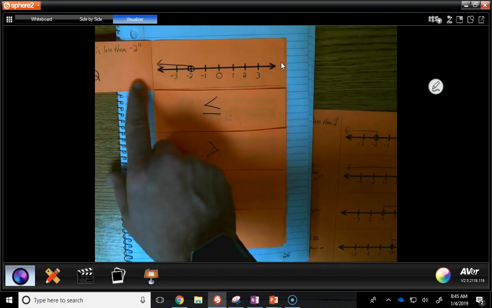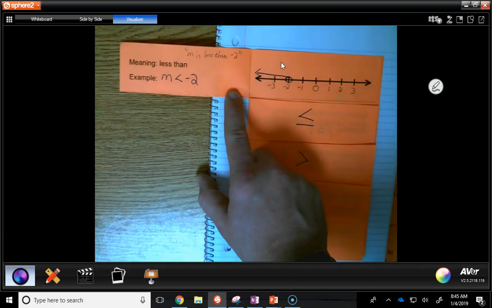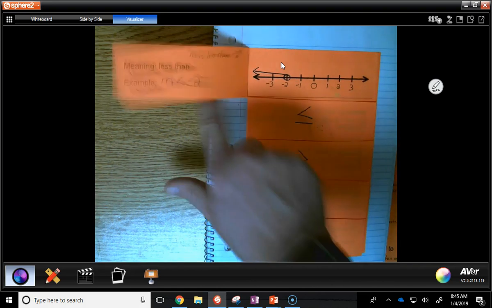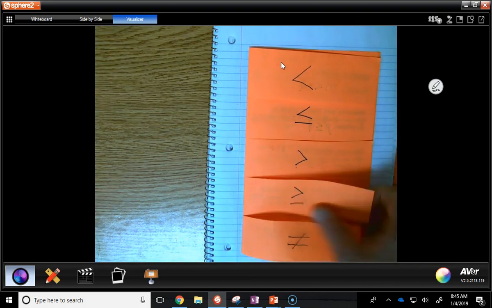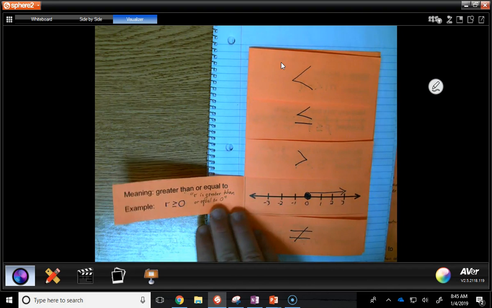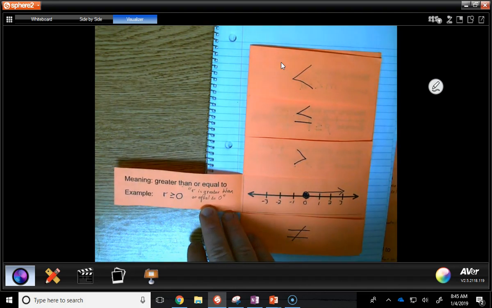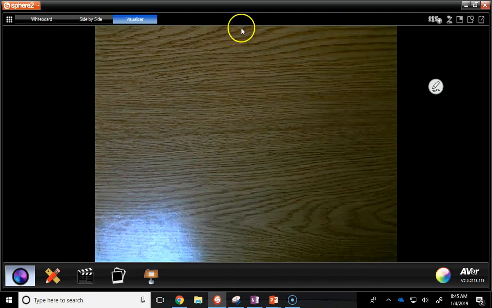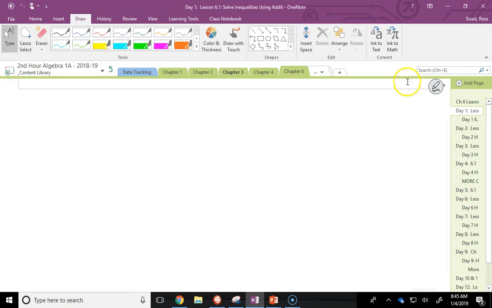So then when I say less than, I open it up, and there I see an example. I see greater than or equal to. There's how it works. Okay? I'm going to put that to the side.